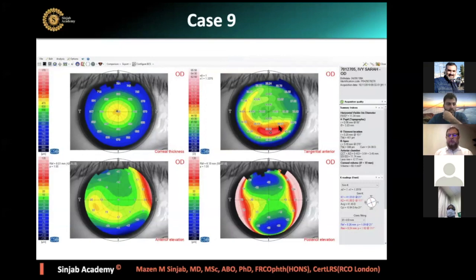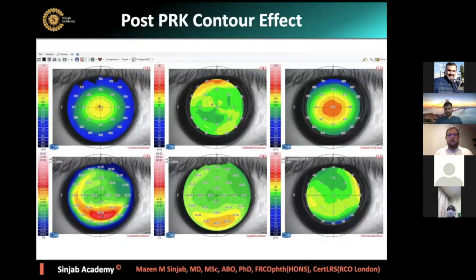And if you look at this picture, many doctors may think that this is ectasia after LASIK or after PRK. Now, this is the importance of epithelial mapping. Actually, epithelial mapping is a revolution in the understanding of refractive surgery. As you see, look at the lower left, you will find the tangential anterior. You will find the contour effect. If you look at the bottom middle, you will find the sagittal anterior. Similarly, there is the contour effect. But look at the epithelium. There is thickening of the epithelium over this area rather than thinning.